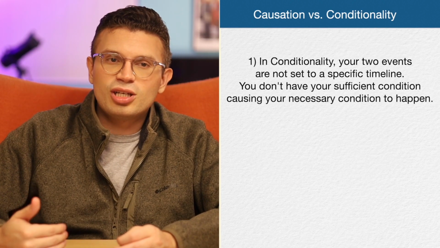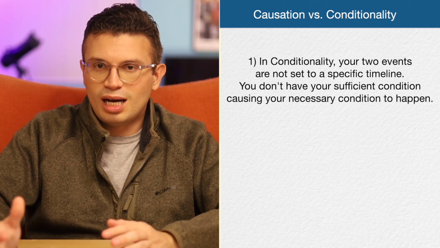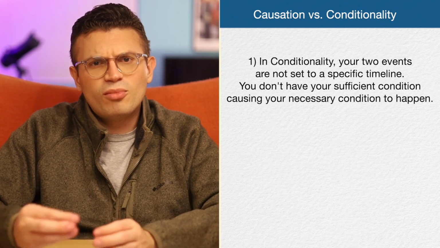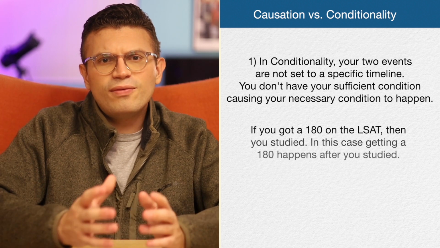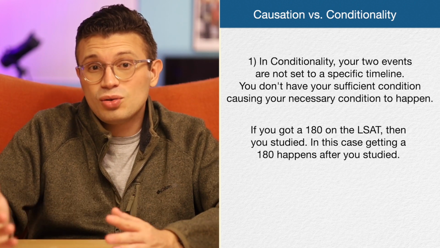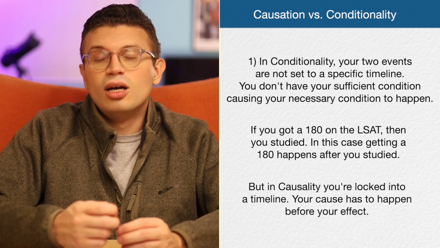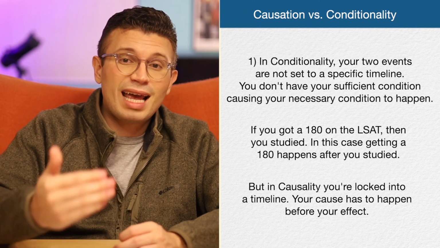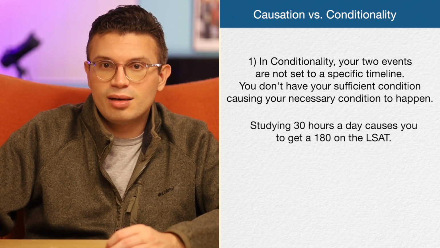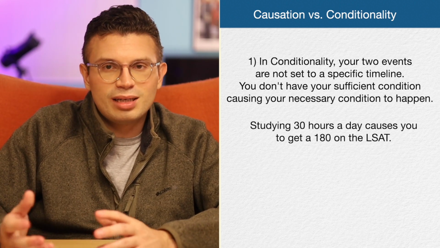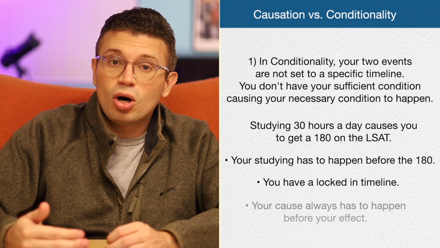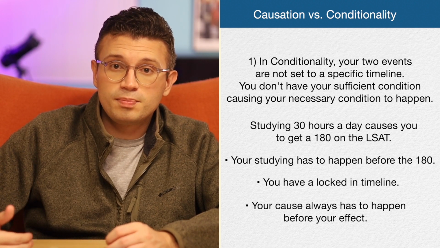Number 1, in conditionality, your two events are not set to a specific timeline. You don't have your sufficient condition causing your necessary condition to happen. Remember in that lesson, I gave you guys the example, right? If you got a 180 on the LSAT, then you studied. In this case, getting a 180 happens after you studied. But in causality, you're locked into a timeline. Your cause has to happen before your effect. Studying 30 hours a day causes you to get a 180 on the LSAT. Right? In that setup, however unrealistic, sorry guys, your studying has to happen before the 180. You have locked in a timeline. Your cause always has to happen before your effect.